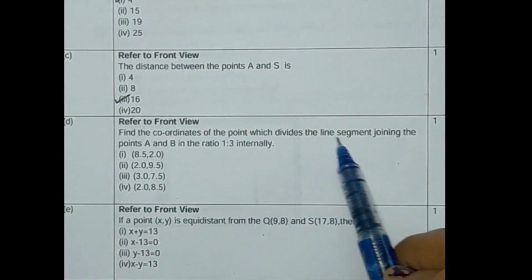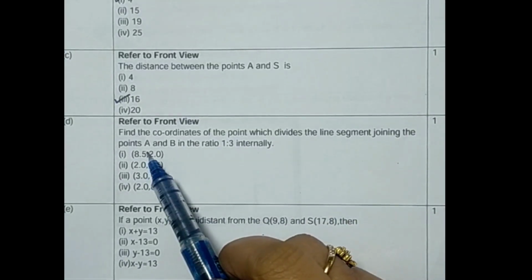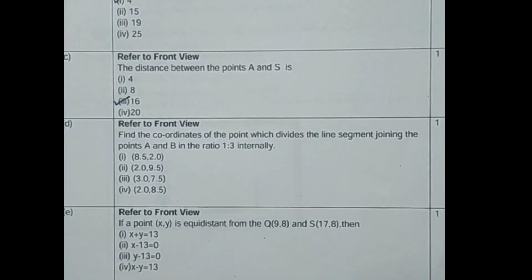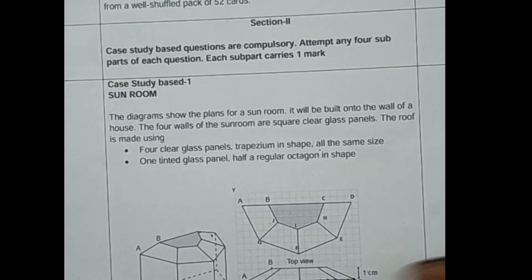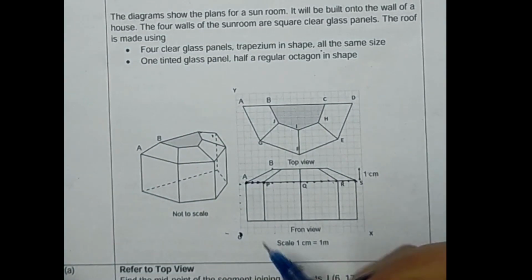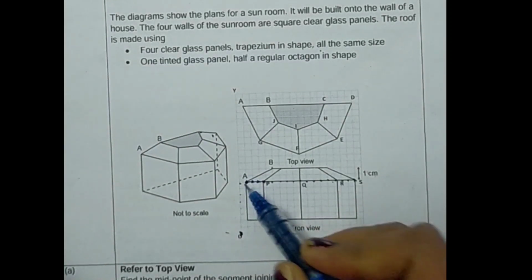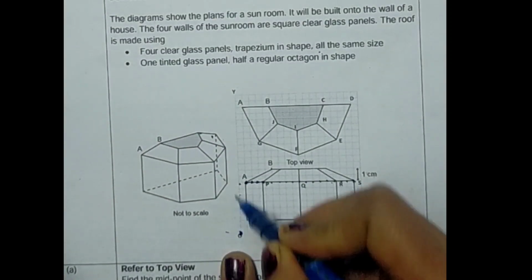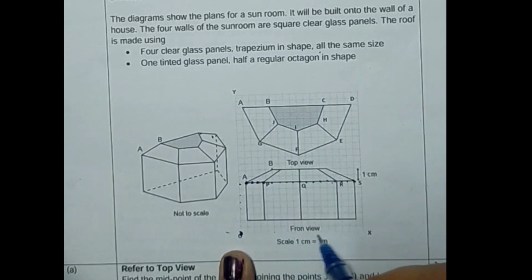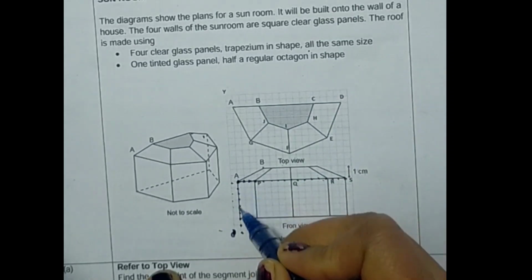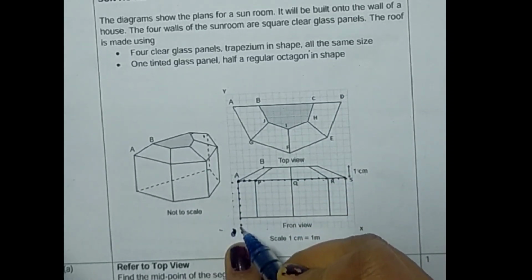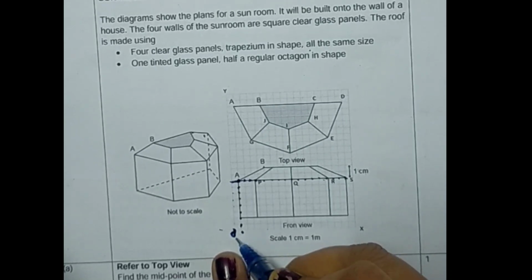Now the next one. Refer to the front view. Find the coordinates of the point which divides the line segment joining the points A and B in the ratio 1:3 internally. So first of all, let's find out the points A and B from the diagram. So let's start with point A. We know that O is the origin, and this is the y-axis and this is the x-axis, and point A lies in front here. The point next to the origin is 1.